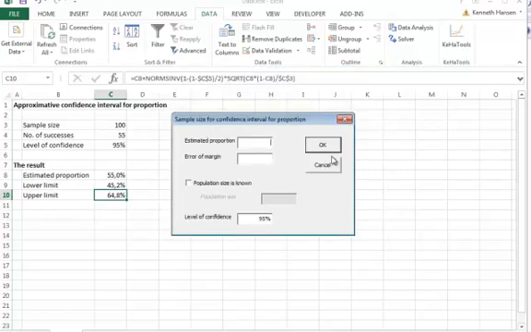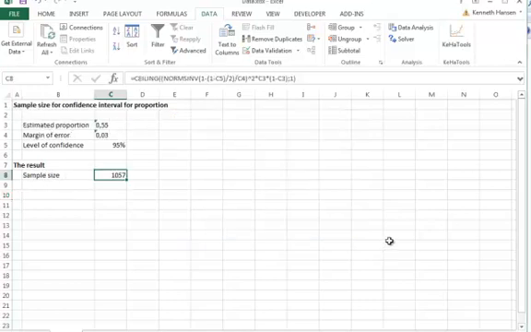We know that around 55% wants to vote yes. We want a margin of error of 3%. We don't know the population size. And we get the following results. We need to ask 1057 persons.